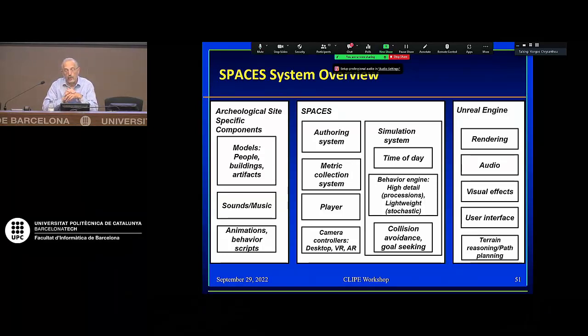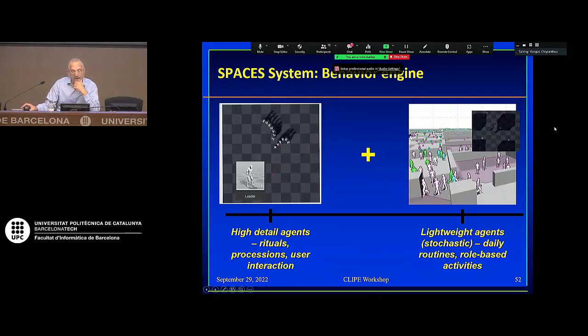But basically the work was going on in the simulation system where there was actually a time of day so you could have scheduled events and a behavior engine. And I'm going to talk just a little bit about the behavior engine because we took a two-level view of this. One is that there were high-level or high-detail agents that were kind of the leaders, and Nuria knows well about this, leaders and followers. The leaders were the ones that sort of did the meaningful stuff. And then there were lightweight or stochastic agents that sort of became the background to make it look well populated. And different systems were used for those too.